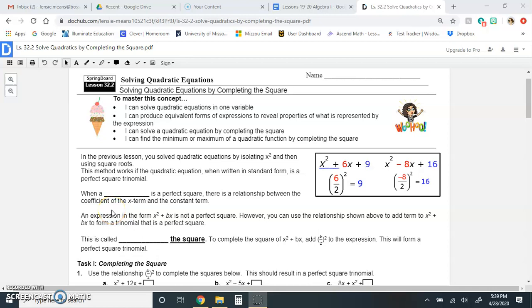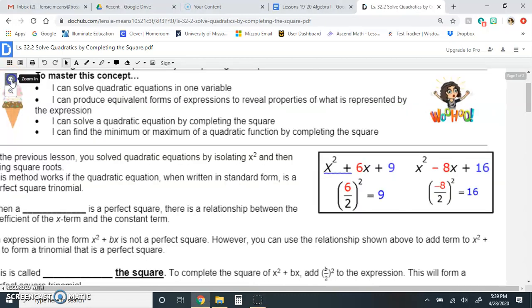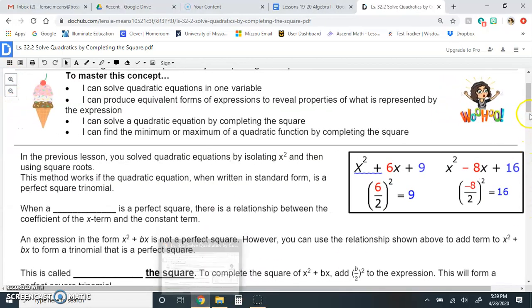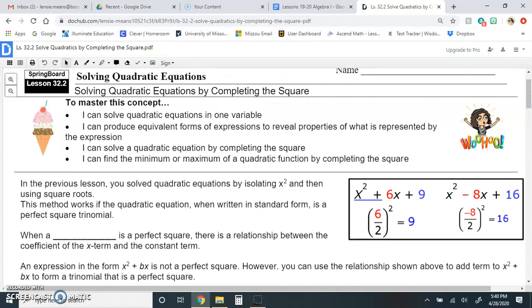This is your video for lesson 32.2, solving quadratic equations by completing the square. So take a moment, if you would, and go through our learning targets. Remember, you're going to annotate, so you're going to circle the verb and underline the noun.